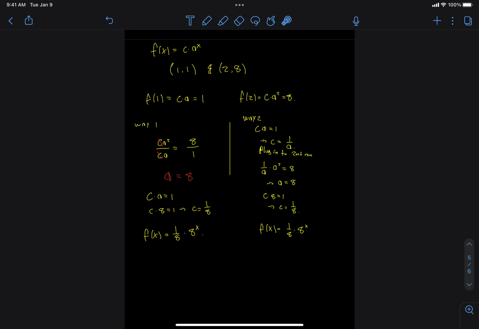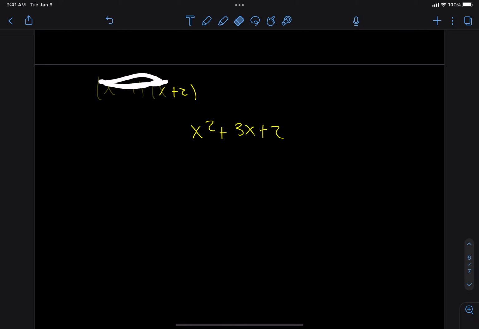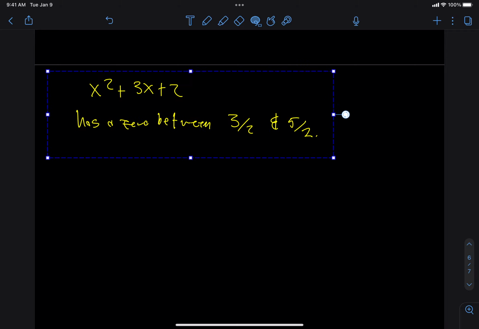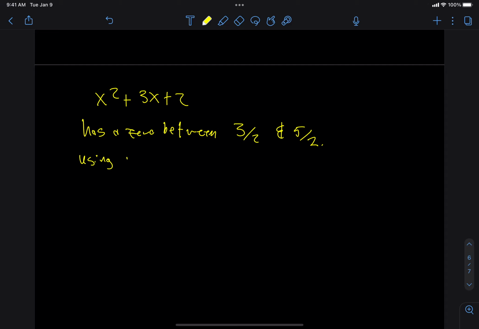Okay, then Randall. How do you do the intermediate value theorem? Sure. How do you do the intermediate value theorem? Well, the intermediate value theorem will help us answer questions like this. Okay, so let's think about it. If we did x plus 1 and x plus 2, we'd get x squared plus 3x plus 2. Let's take this equation and say it has a 0 between 3 halves and 5 halves. So we want to show that this function has a 0 in a given interval using the intermediate value theorem.